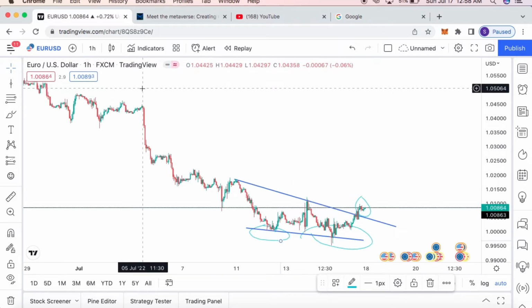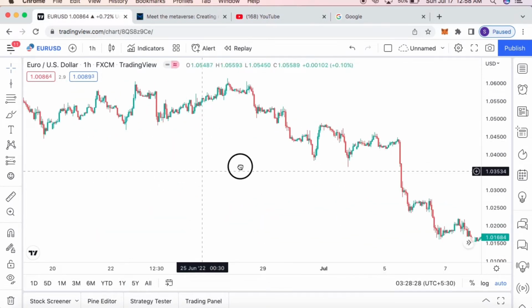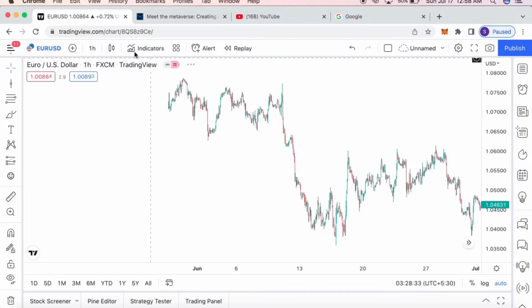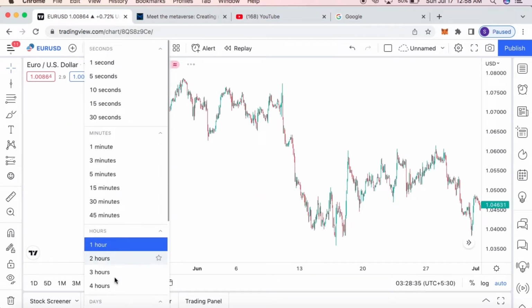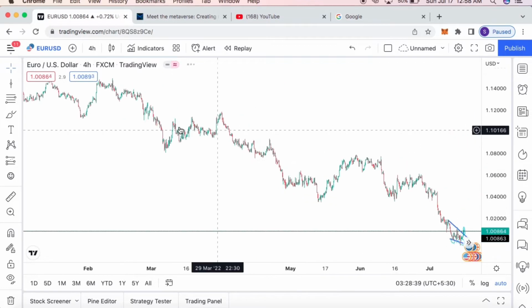So we are going to continue. We are going to look for another pattern, still on the Euro USD. These are some of the patterns I traded back then. So let's jump onto the 4-hour time frame.